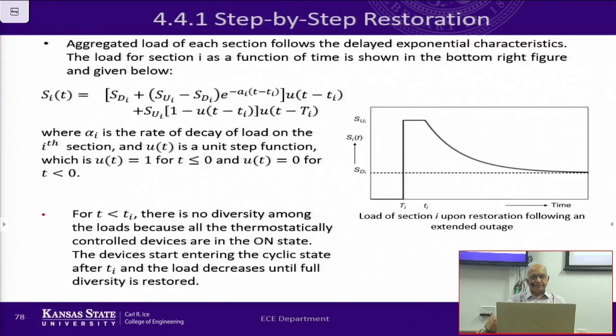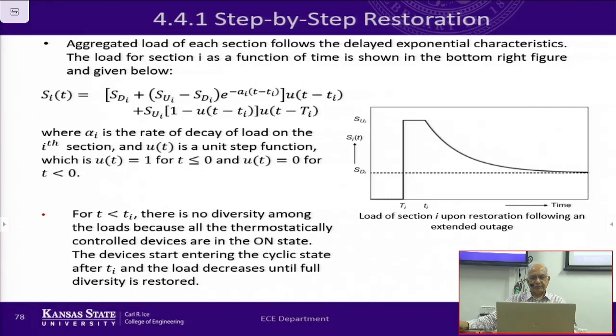And then this is a little bit of math here. I'm not going to try to prove everything because that will take a long time. So this is the same function, the delayed exponential model. What we are assuming is that at t equal to 0, the power goes out. The system is out of power for duration Ti. At Ti, we restore the system.